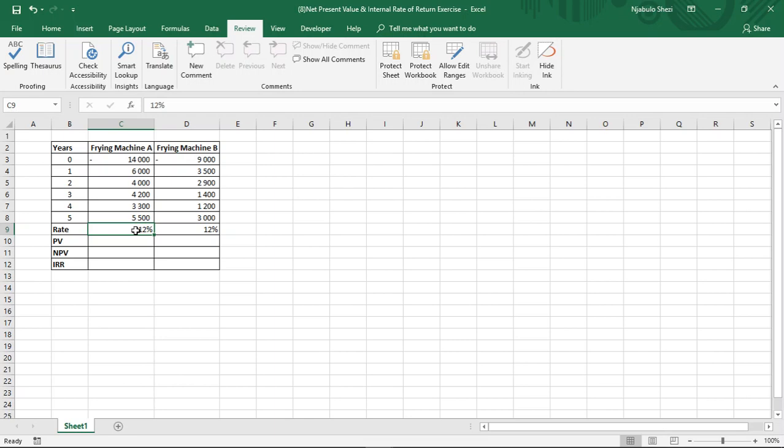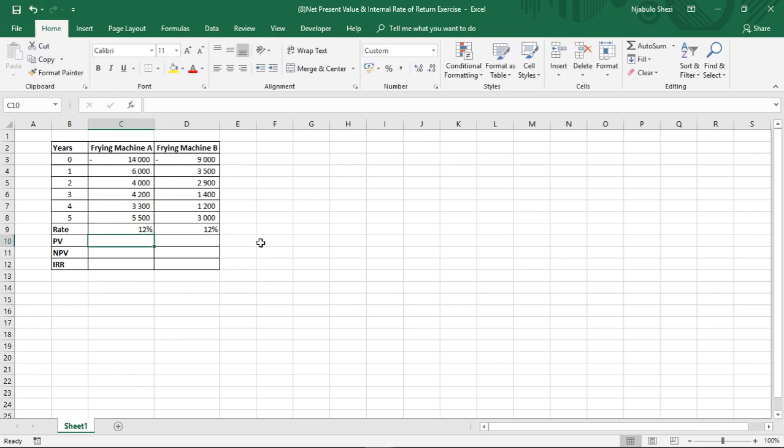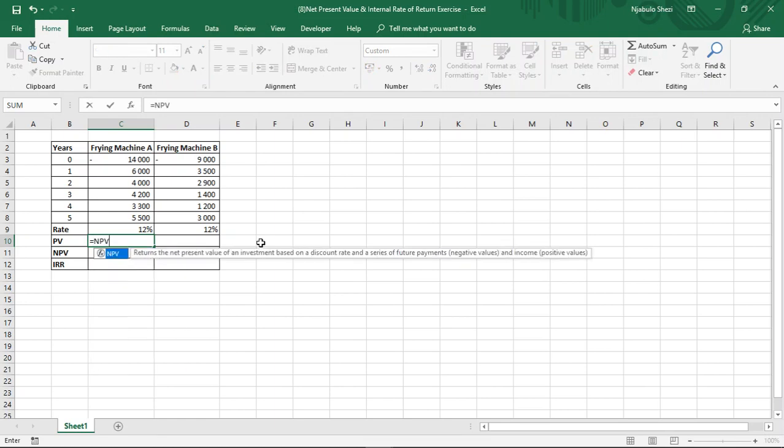Okay, so let's begin calculating our present value. So we're just going to plug in our formula here, guys. It goes equals NPV, open brackets. Our rate here, guys, our rate is 12%.